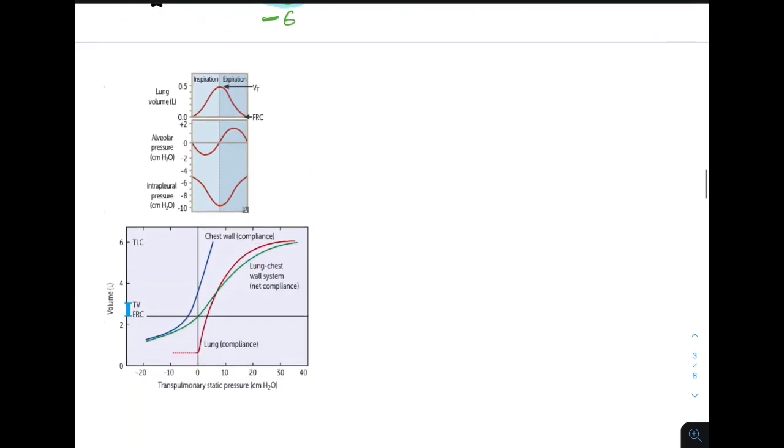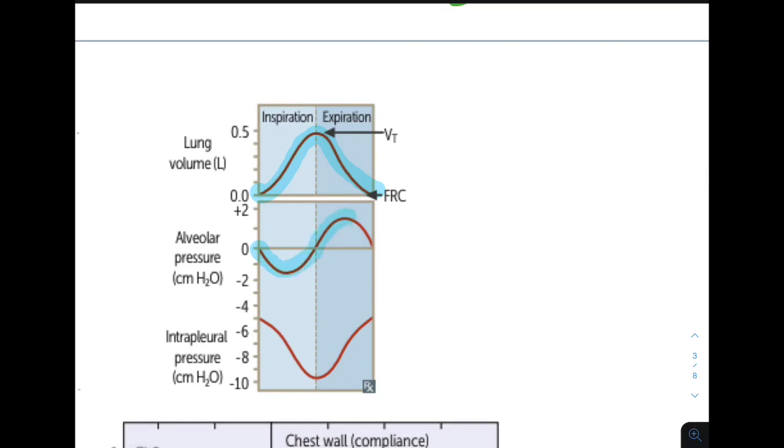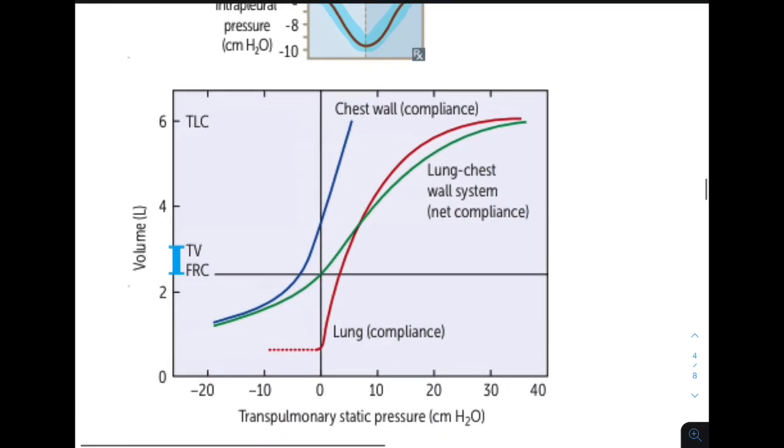The same thing we'll see in this graph. See the lung volumes, you're seeing, right? The lung volumes, normal expiration, normal inspiration, and the alveolar pressure, more negative and more positive. And then the intrapleural pressure, it is usually negative and then usually more. That's good.